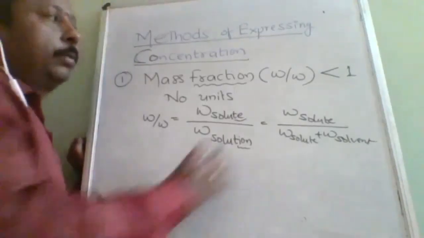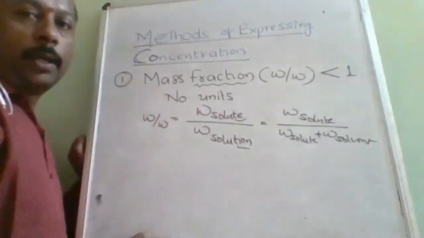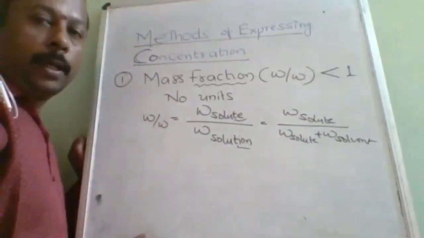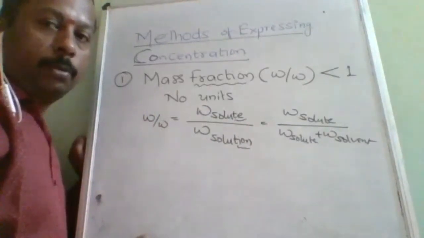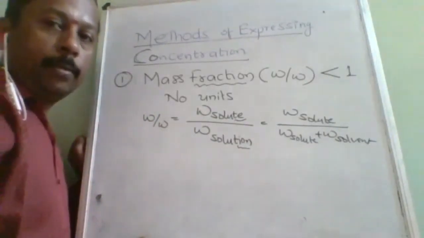Now, less than 1, you cannot imagine more than 1, and if it is equal to 1, it is a pure compound. What does it mean? It is a pure compound.